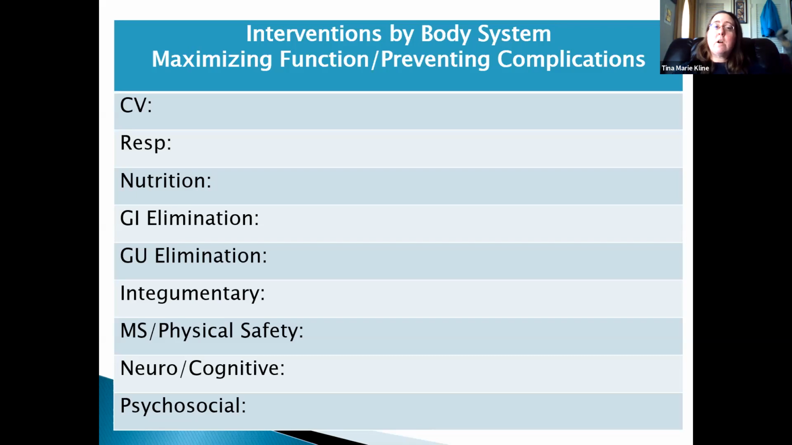So all the stuff we talked about in the respiratory chapter: the turning and repositioning to mobilize the secretions, the chest physiotherapy, the hydration to thin out those secretions, the huff coughing, actually encouraging them to cough and clear out their airway. Okay, incentive spirometer, positioning of the patient.